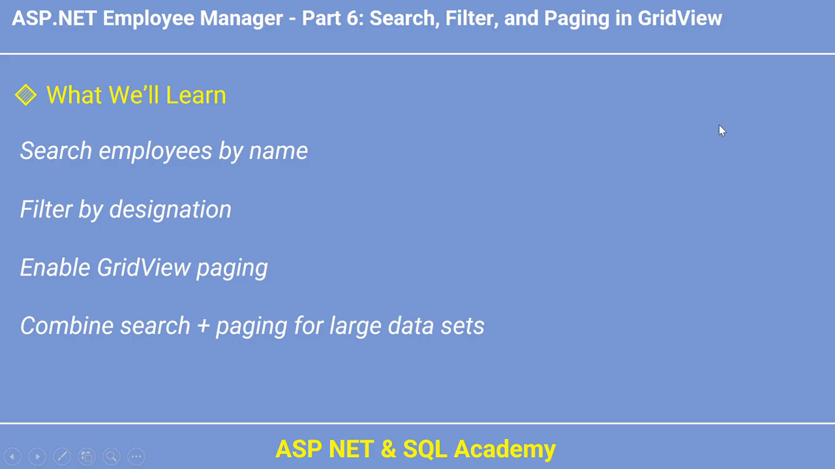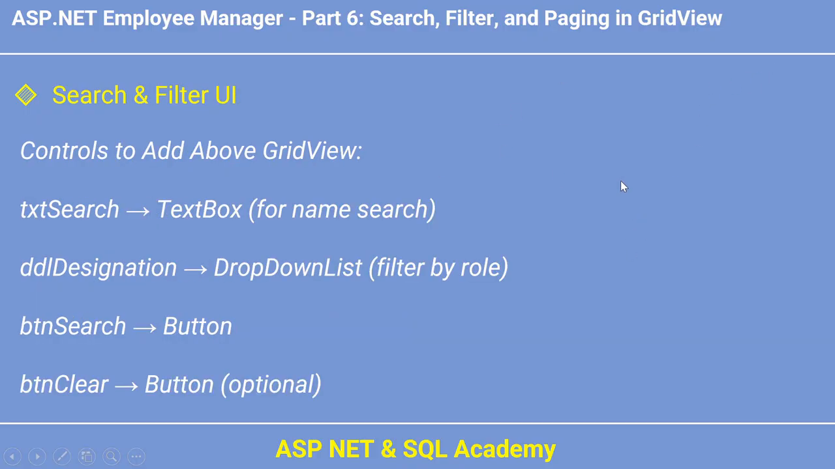You will learn how to allow users to search by name, filter by designation, and navigate large data sets using GridView's built-in paging capabilities. Let us start by adding a text box for searching names, a drop-down for filtering by designation, and a search button to trigger the action.